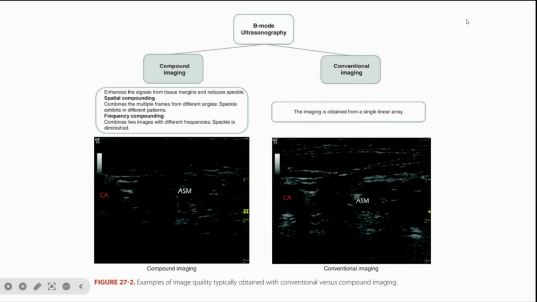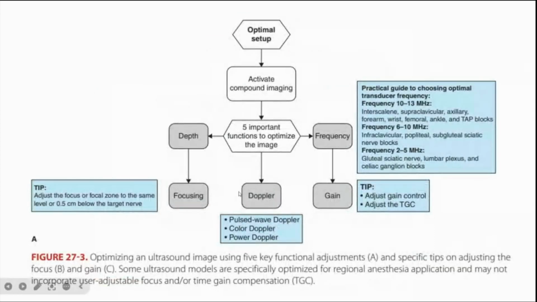So just to summarize everything together, back to the earlier part, modes of imaging, we have compound and conventional imaging. Compound imaging will offer better image resolution and margin enhancement, and also reduces ultrasound artifacts compared to the conventional sonography technique. So how to optimize an ultrasound image? Like I mentioned earlier, consider the 5 keys and how to adjust accordingly.